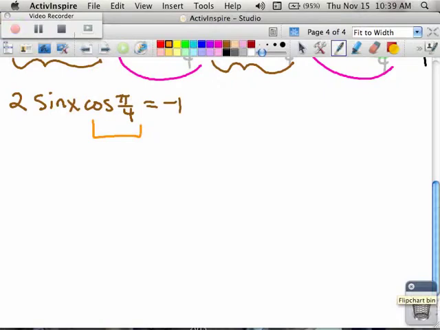Cosine of pi over 4. There are certain people in here who are still clueless. I know. Equals.